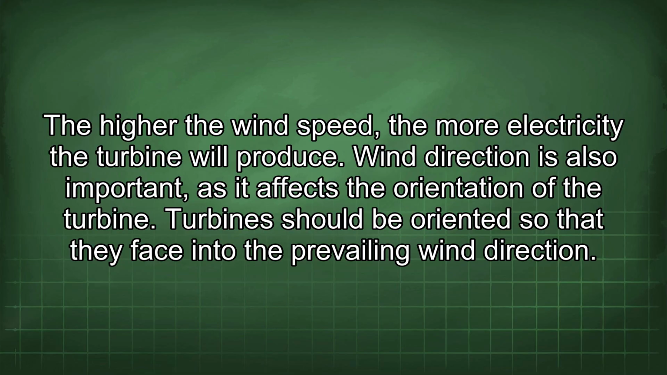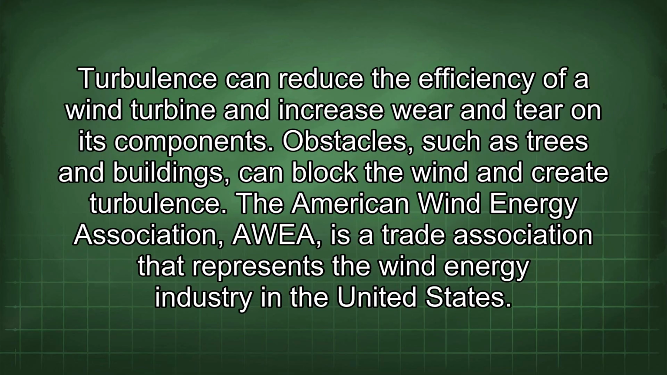Wind direction is also important, as it affects the orientation of the turbine. Turbines should be oriented so that they face into the prevailing wind direction. Turbulence can reduce the efficiency of a wind turbine and increase wear and tear on its components. Obstacles, such as trees and buildings, can block the wind and create turbulence.